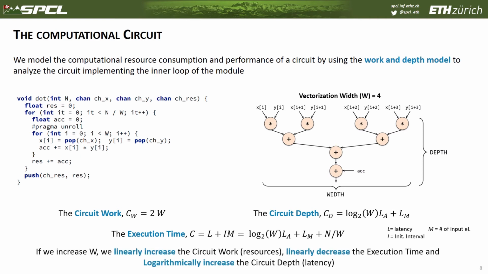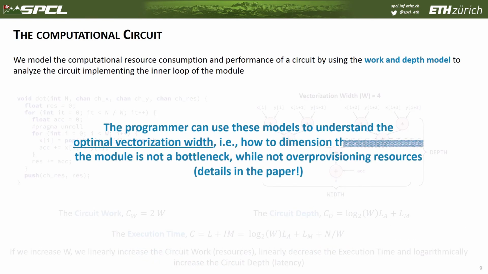So, for example, if we increase the vectorization width W, we will linearly increase the circuit work, so the resources that are used by the circuit. We will linearly decrease the execution time and only logarithmically increase the circuit depth, the latency. And this is for the single module, but of course in real applications we will have multiple modules that are executed together. Therefore, the programmer can use this model to understand the optimal vectorization width, that is, how to dimension the circuit so that the module is not a bottleneck while not over-provisioning the resources. You can find more details about this in the paper.